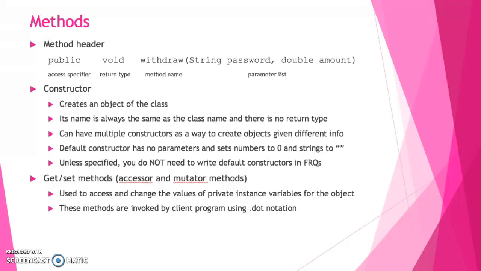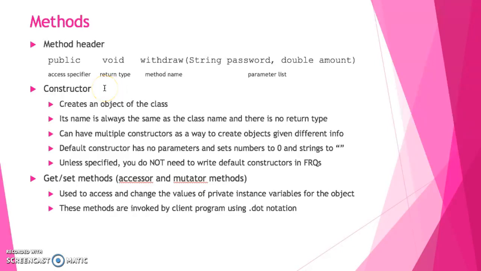All right, when we're talking about our methods, this is our anatomy of a method header. So first we have our access specifier. Typically most of our methods are public. Then we have our return type. If the method returns nothing, we say it's void. We have the method name, which starts with a lowercase letter by convention, and then we have any parameters. If the method doesn't take anything, then the parameter list would be empty.